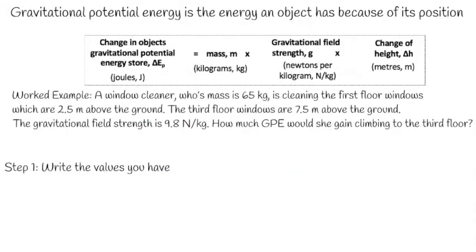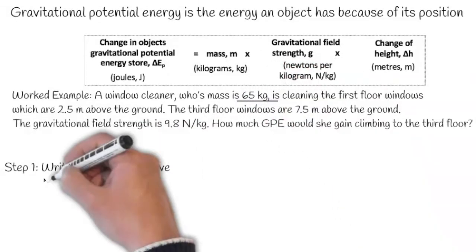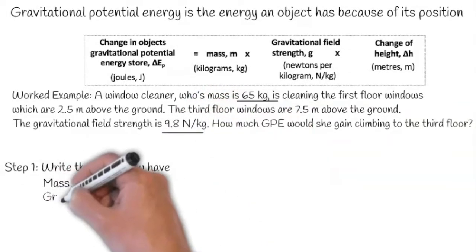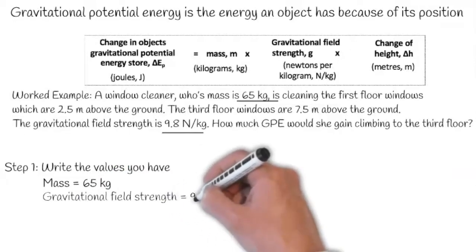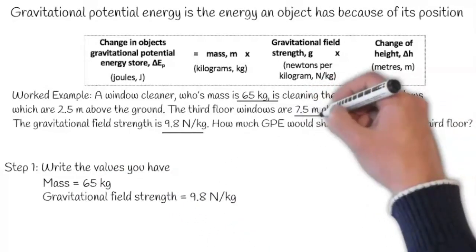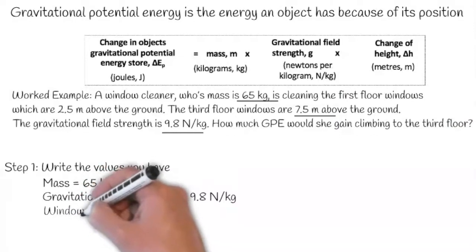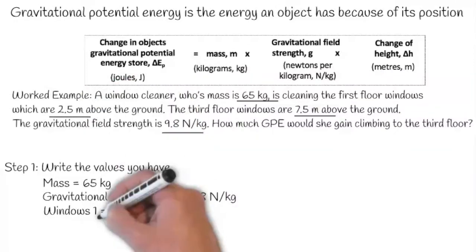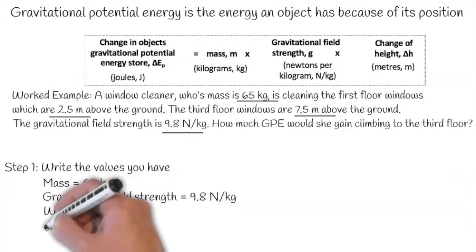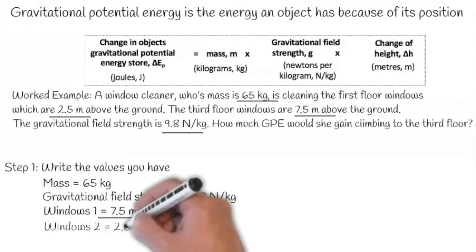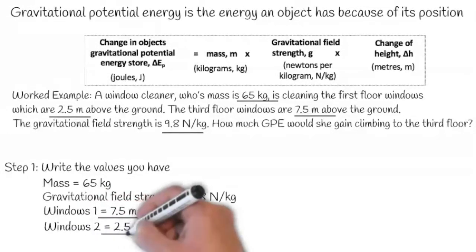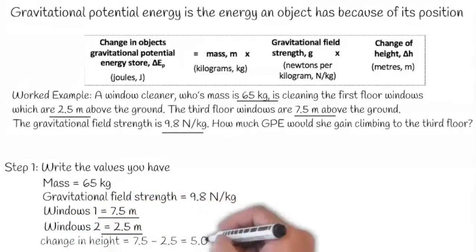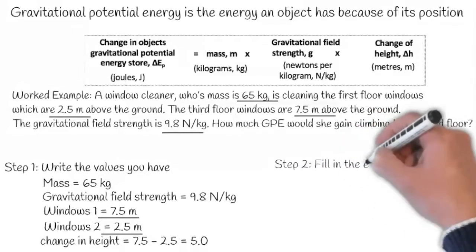Step 1, we're going to write the values that we know. So here we can see the mass is 65 kilograms. We're going to write that down. The gravitational field strength is 9.8. We're going to write that down. The third floor windows are 7.5 meters above the ground. And the first floor windows are 2.5 meters above the ground. So we're going to write both of those down. So to work out the change in height, we can just do 7.5 take away 2.5, which equals 5.